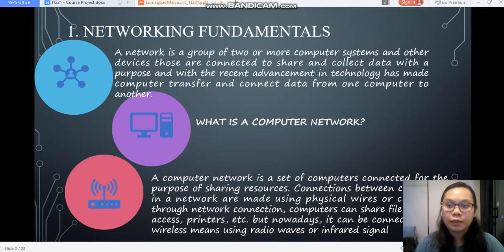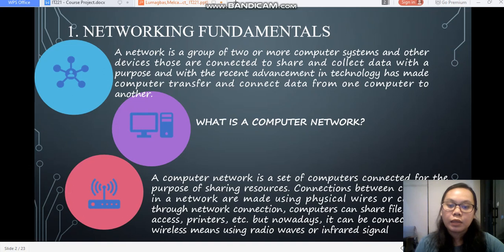Network fundamentals. A network is a group of two or more computer systems and other devices that are connected to share and collect data with a purpose. The recent advancement in technology has made it possible to transfer and connect data from one computer to another.